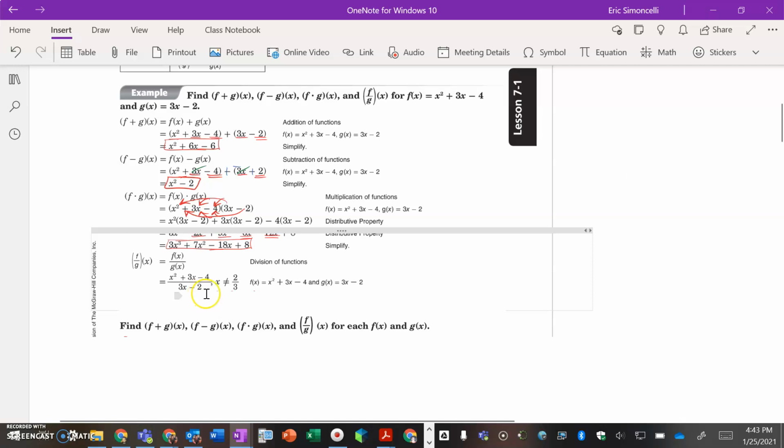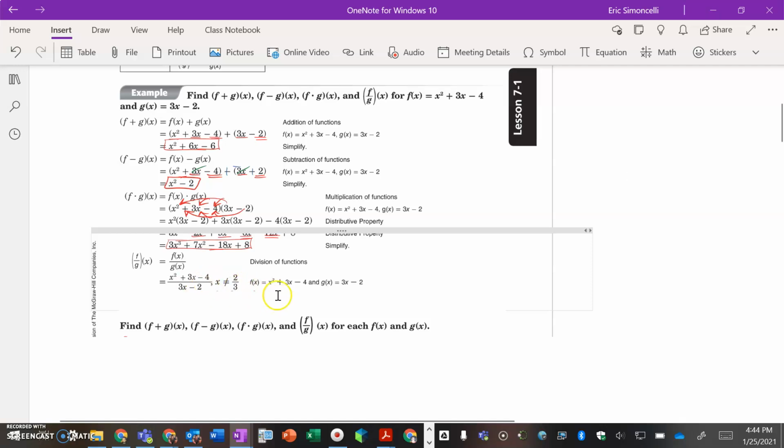And the reason is because, remember, if this whole denominator is equal to 0, you have an undefined fraction. So we have to limit x values such that they can't equal 2/3. In other words, if you set 3x minus 2 equal to 0, you get 2/3, and of course 2/3 will not be plausible. If you plug in 2/3, you get 0. So x can't equal this.